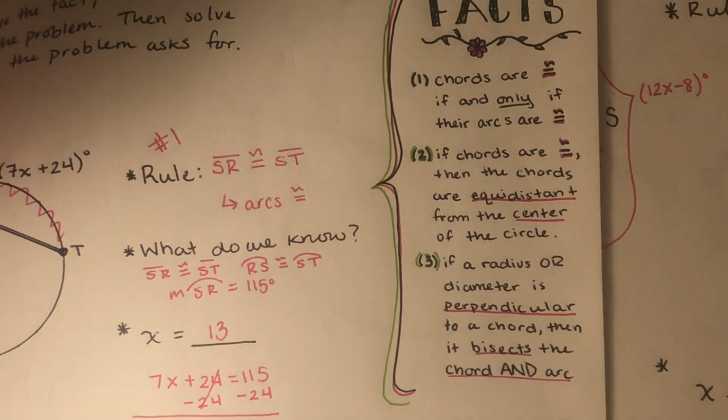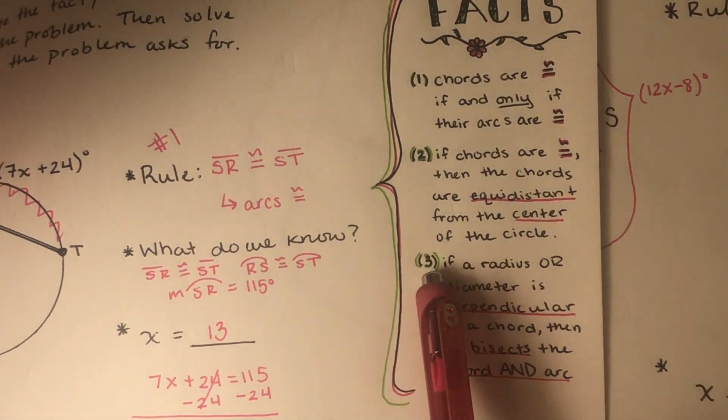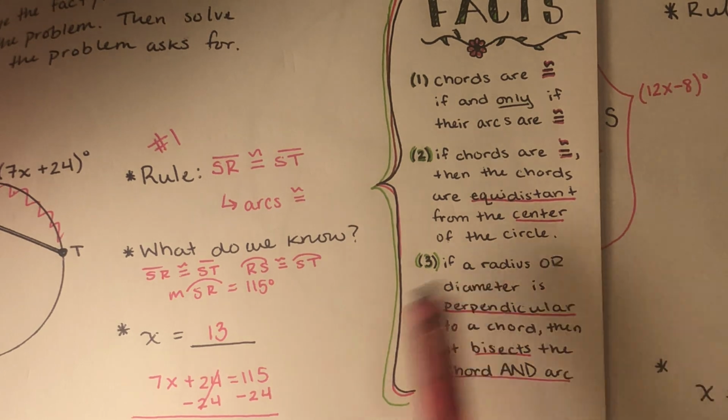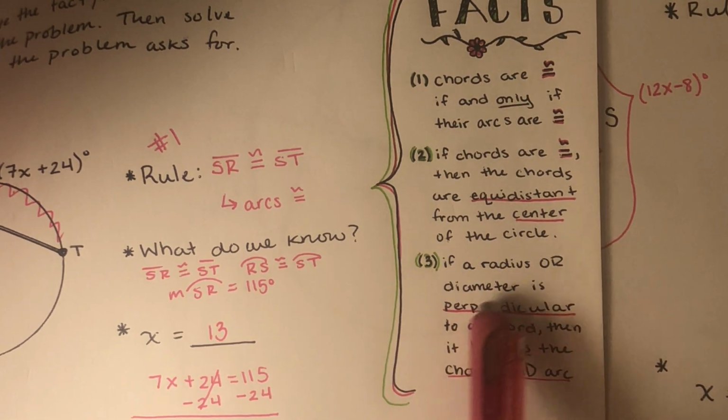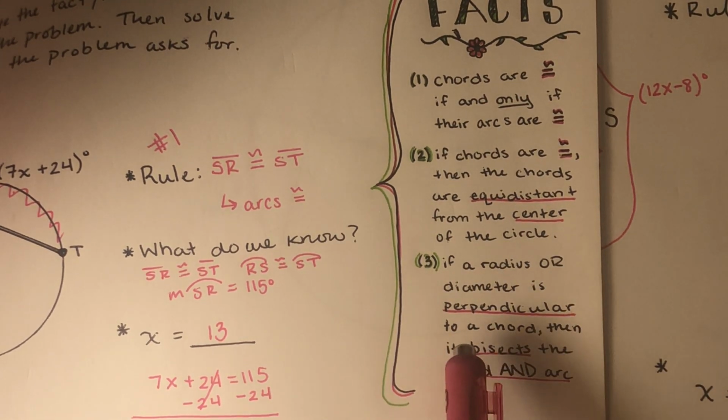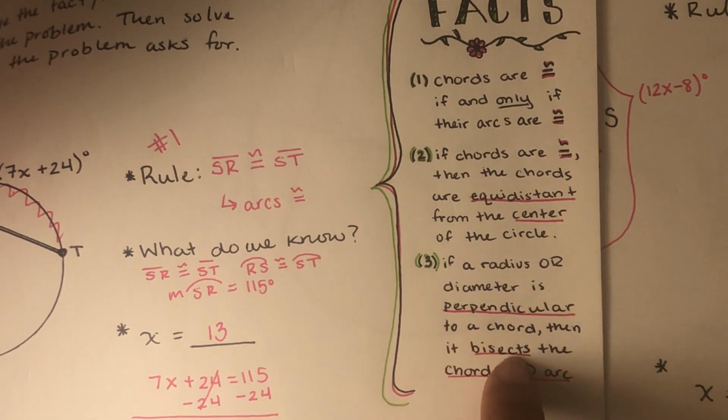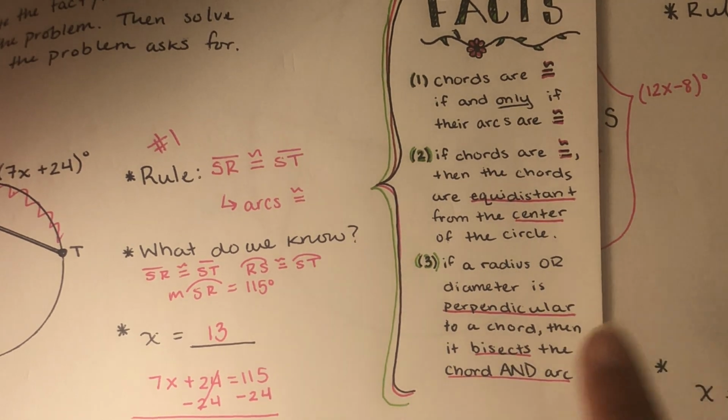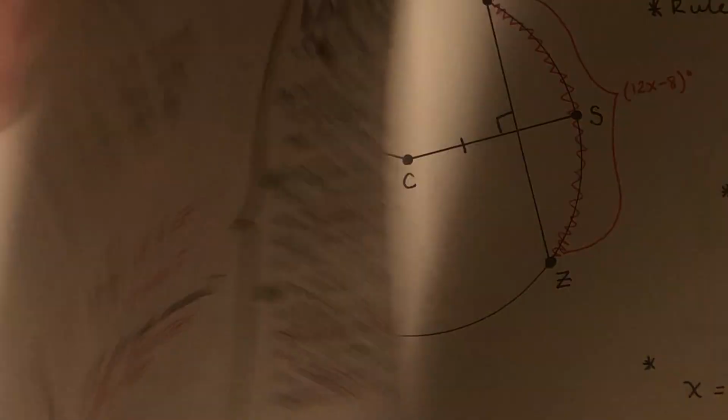Which fact is going to talk about this? It's probably going to be number 3, right? It's the one we didn't use. If a radius or a diameter is perpendicular to a chord, then it bisects the chord and the arc. So bisects means cut in half, and it's cutting a chord in half and that arc.